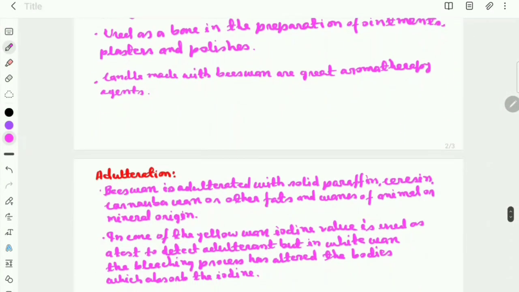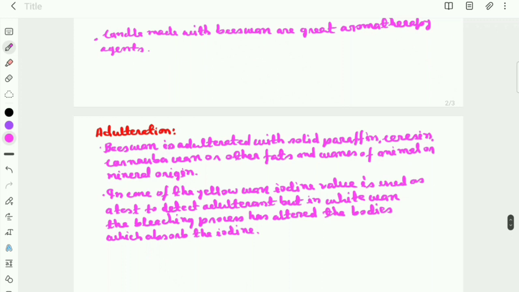Now, beeswax can also be adulterated because beeswax is adulterated with solid paraffin, sericin, carnauba wax, or other fats and waxes of animal or mineral origin. In case of the yellow wax, iodine value is used as a test to detect adulterant. But in case of white beeswax, the bleaching process has altered the bodies which absorb the iodine. So, this is all about beeswax.